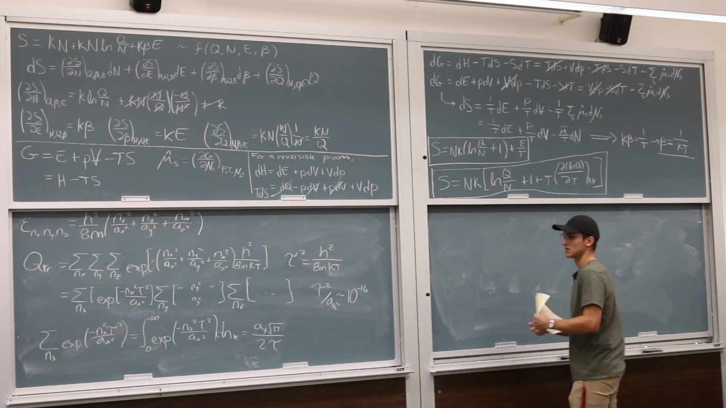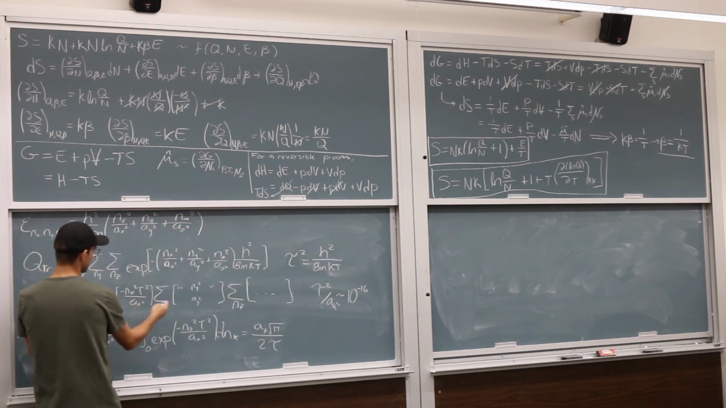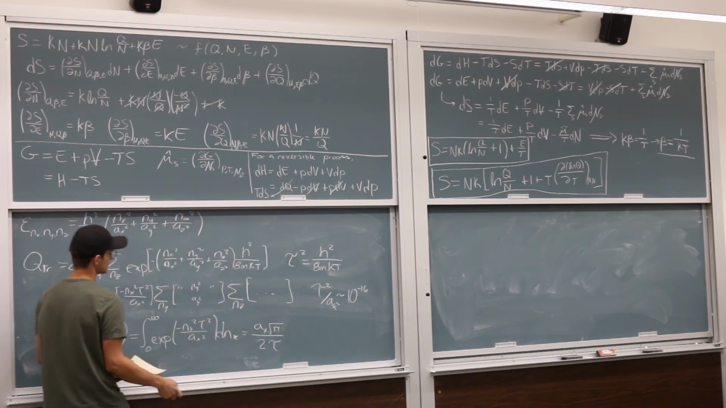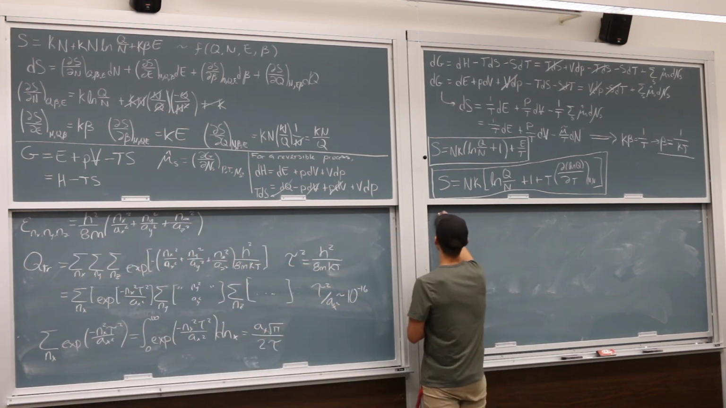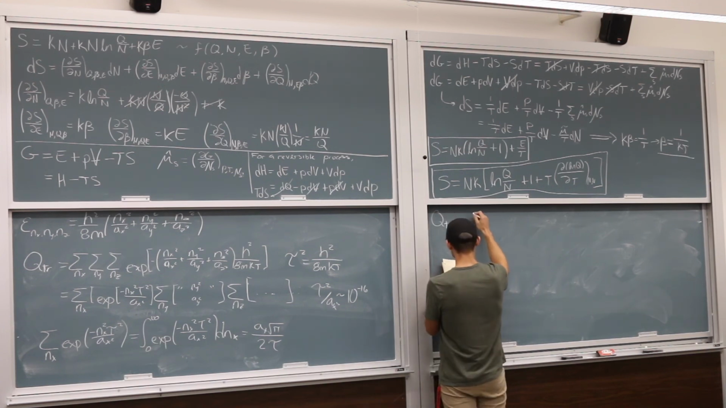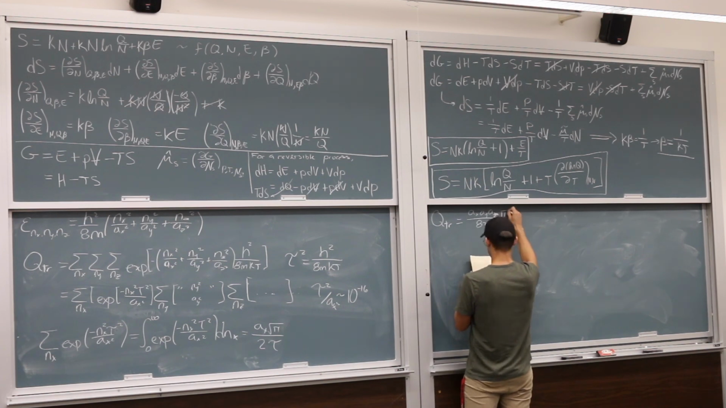So we can see that the partition function, Q translational, is just a product of three of these integrals. They're all identical, except they have an a_x, a_y, and a_z. So Q translational looks like this. It's equal to a_x a_y a_z over 8 tau to the third times pi to the 3/2.